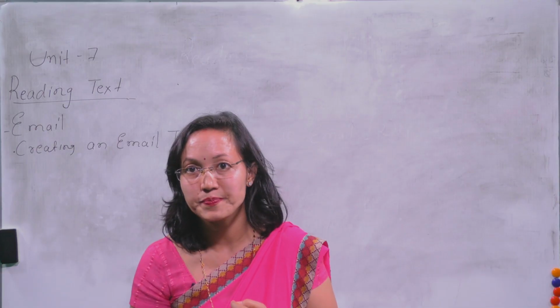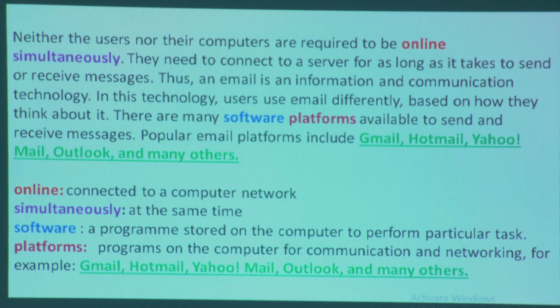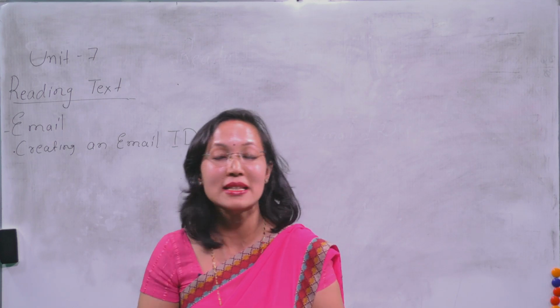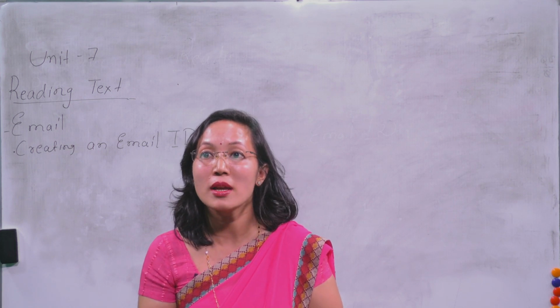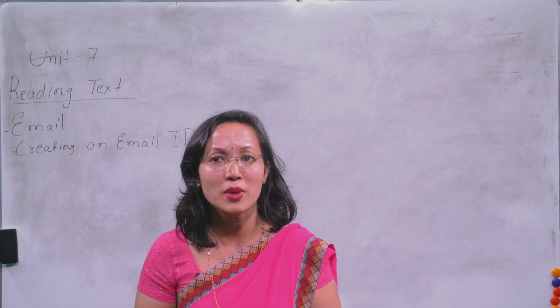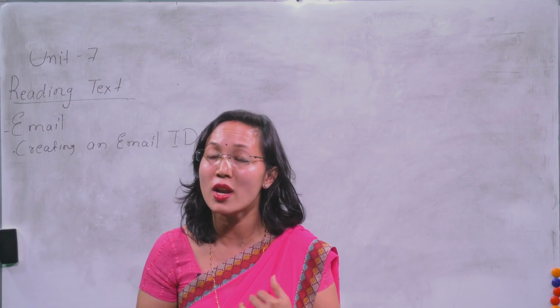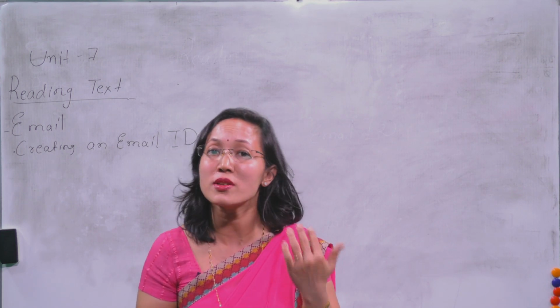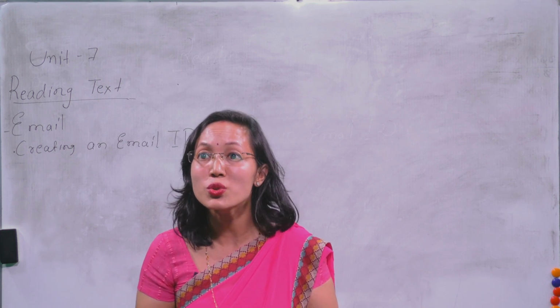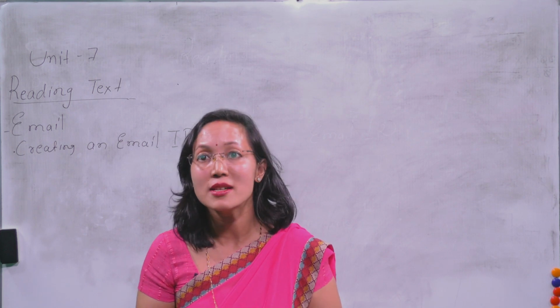Now next, neither the users nor their computers are required to be online simultaneously. Simultaneous means two things happening at the same time. Online means connected to a computer network. When you want to send an email, it's not necessary that the recipient should be online at the same time. You can send it, and when the receiver is online, they will get the message at that time.